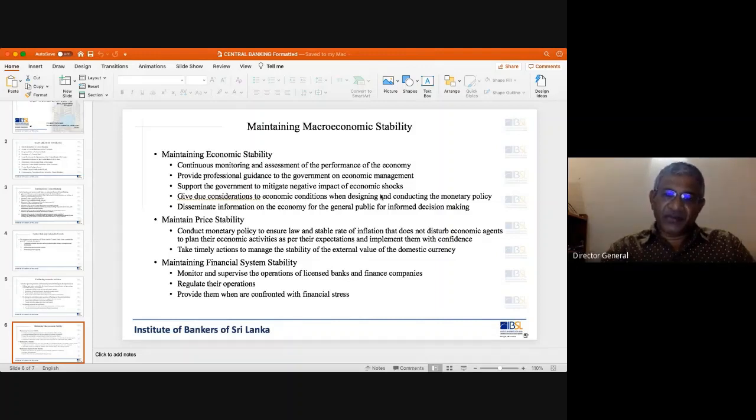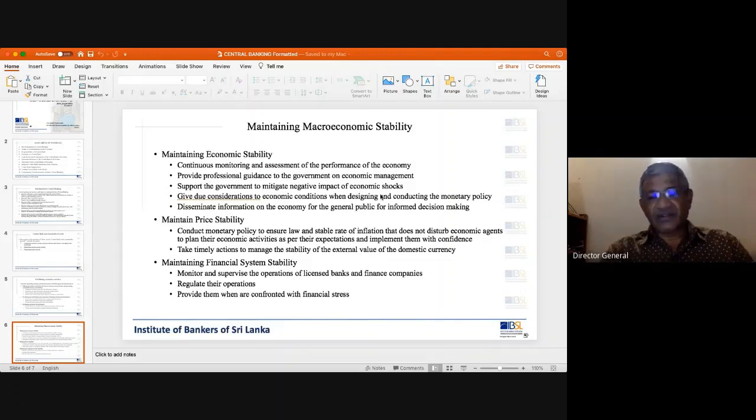Then sometimes, due to unforeseen or shock situations, finance companies, financial institutions, and banks can encounter certain problems. In such situations, the central bank can always help them with financial stress. When they have financial stress, the central bank can help resolve it. Why? Because by now you must have felt the economy is running on the monetary and financial system. If the monetary and financial system comes to a standstill, what will happen?